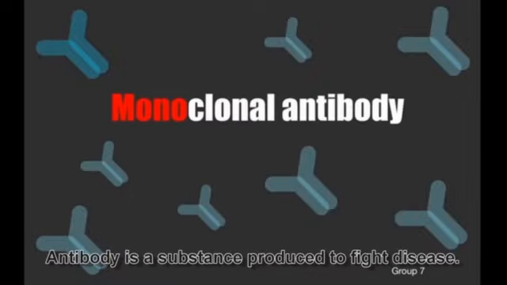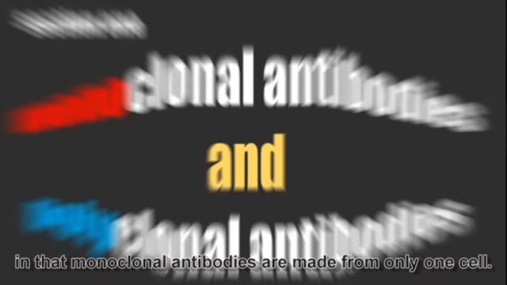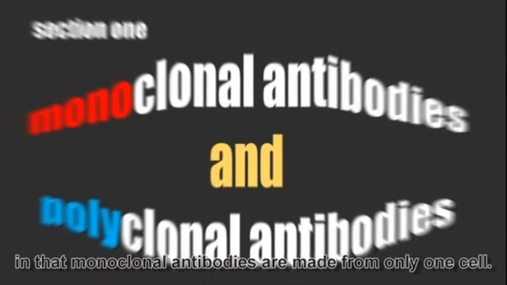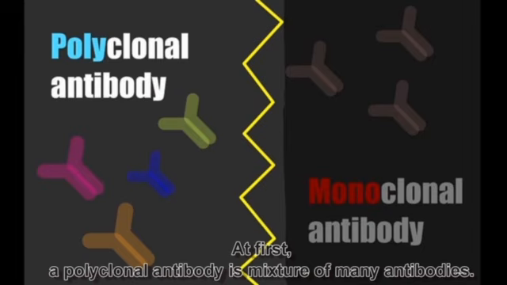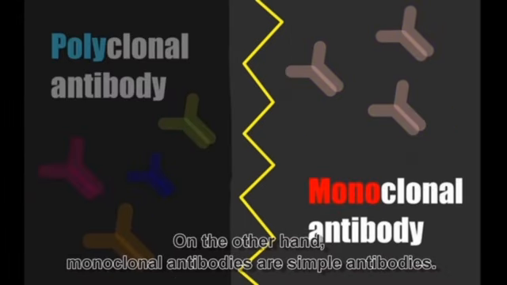Antibody is a substance produced to fight disease. Monoclonal antibodies are distinguished from polyclonal antibodies in that monoclonal antibodies are made from only one cell. At first, a polyclonal antibody is a mixture of many antibodies. The antibodies vary, but each antibody reacts to the same antigen. On the other hand, monoclonal antibodies are simple antibodies.